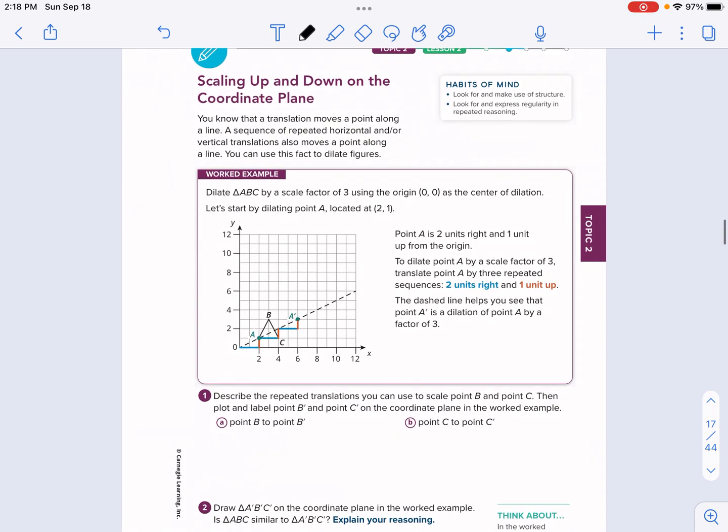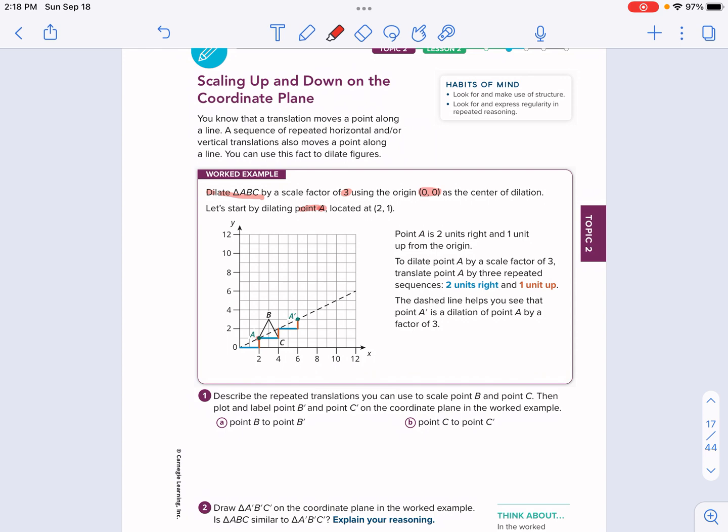We're going to go through the worked example, but we actually have some experience with this. So it says scaling up and down on the coordinate plane. What we have here is, it says dilate triangle ABC by a scale factor of 3, and we're using the origin as the center of dilation. And it's saying, go ahead and graph. It's already worked out point A, which is at the coordinate 2, 1 right here.